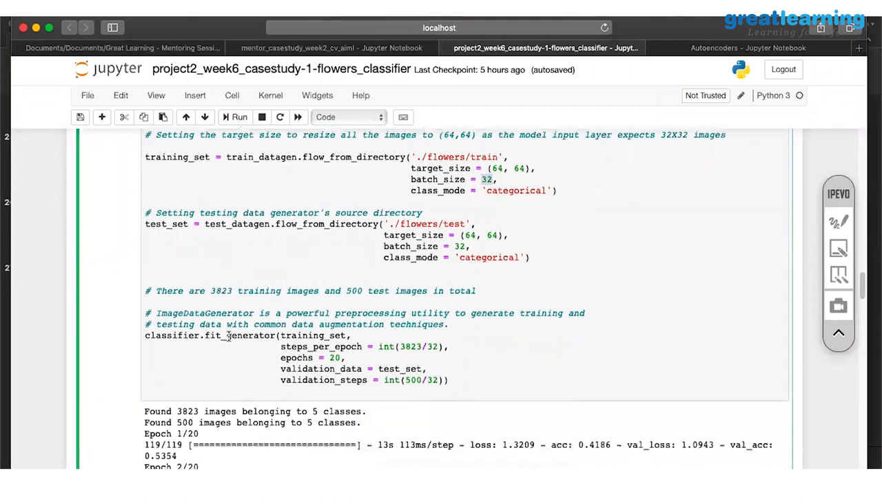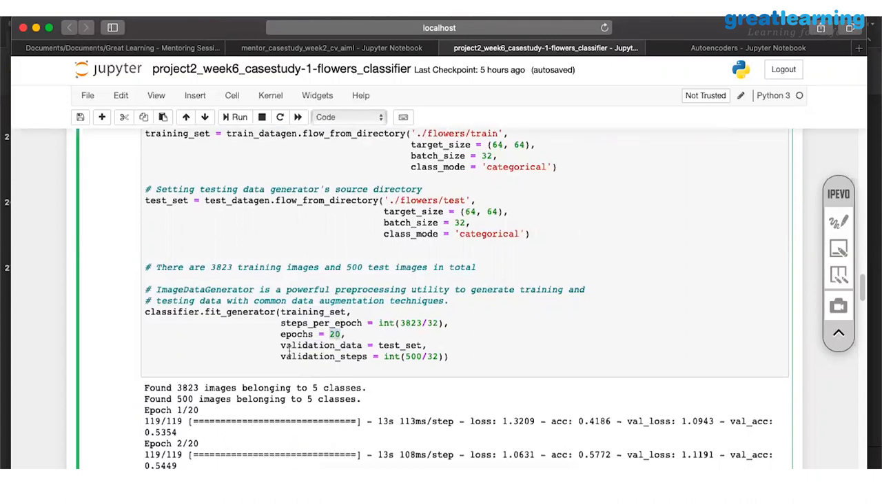And finally, you are fitting your data using the generator so that you can get good augmented images, and say this is my training set, this is my validation data, and in your epochs, say I want to run 20 epochs. You are seeing something new here today which is called steps per epoch. Now what do you mean by that? In one epoch, I want that particular epoch to run this many number of times. So what is 3823? 3823 is the total number of training images we have, divided by how many of them are picked up at a time? 32. From where? From here.